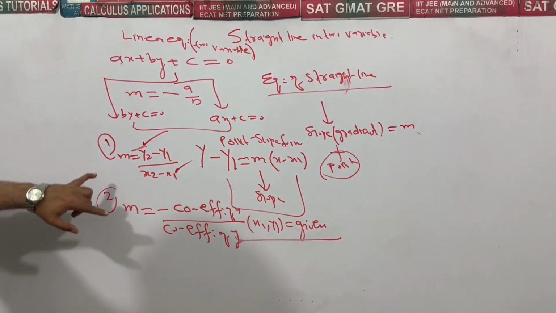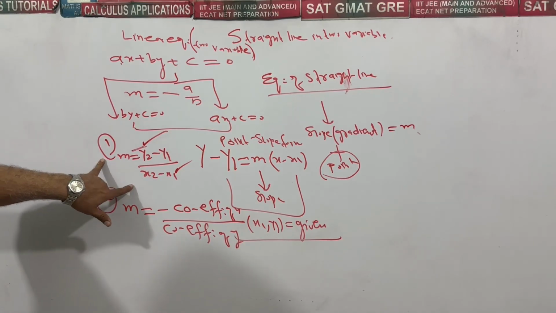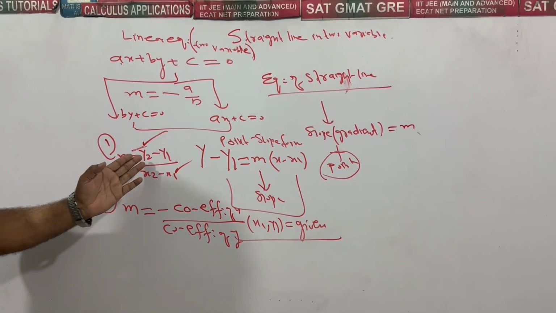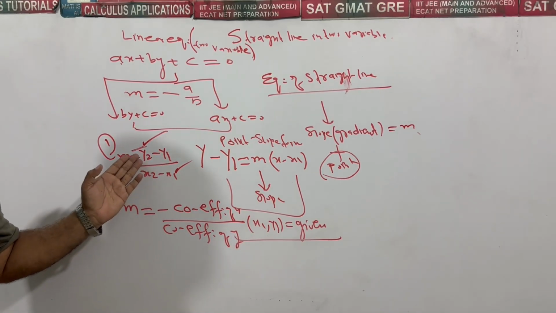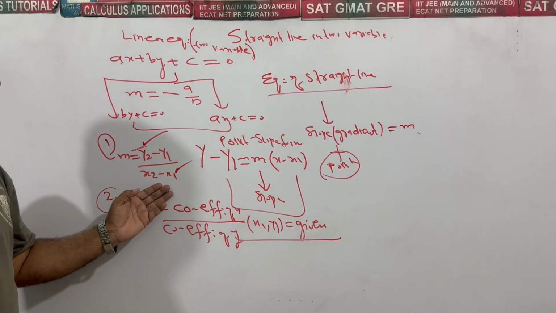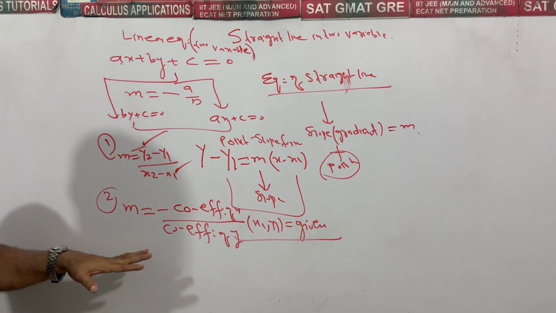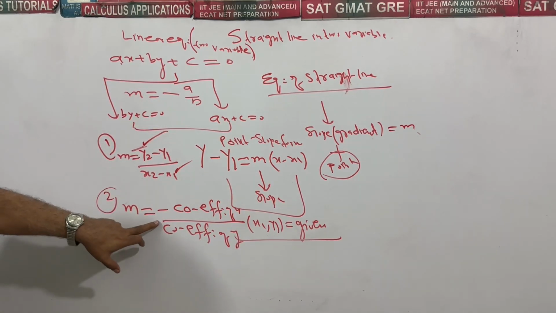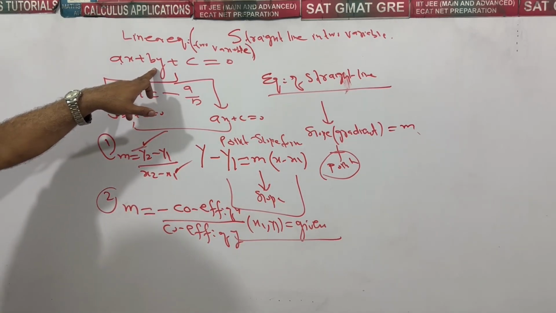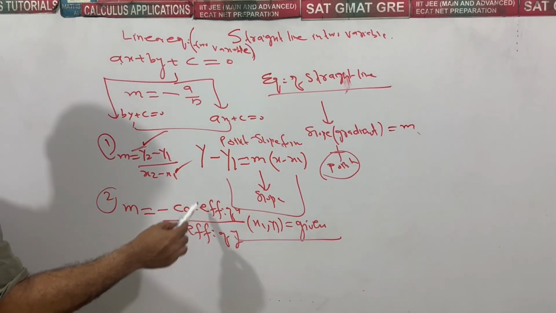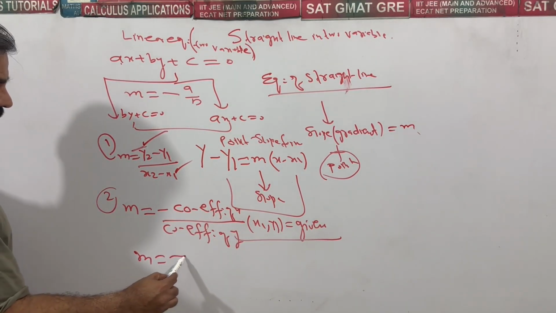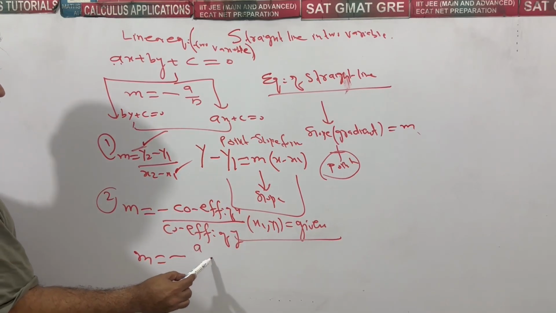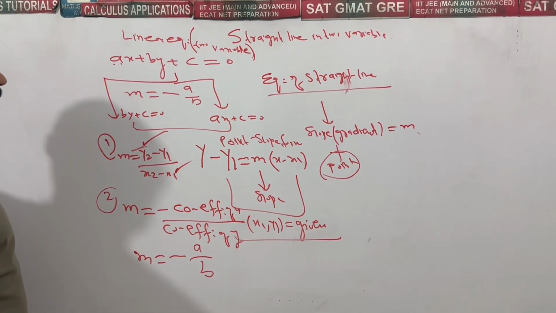We have discussed two possibilities. First, when two or more points are given, the formula for slope is y2 minus y1 over x2 minus x1, or difference of ordinate divided by difference of abscissa, rise over run. And from the equation itself we can find slope: negative coefficient of x divided by coefficient of y, where coefficient of x is a and coefficient of y is b.